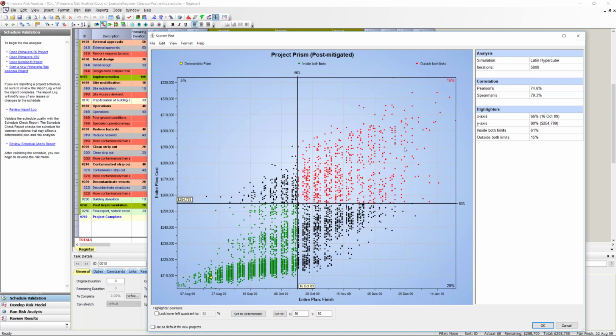So what is this? You see a certain number of points here all around the screen. These are iterations that we have run on Primavera risk analysis. Basically, we did the Monte Carlo simulation 5,000 times, and we came up with all these possibilities about the cost and the finished date for our project.